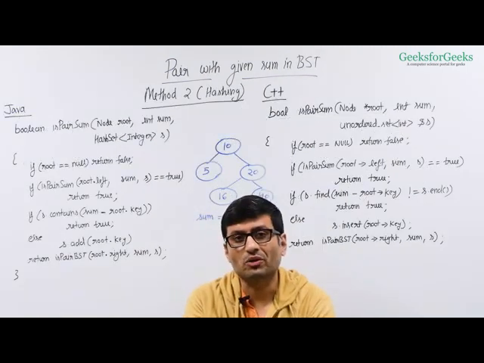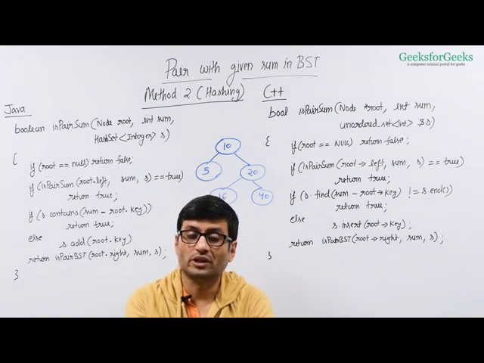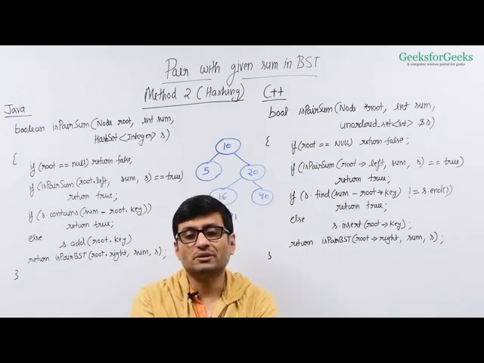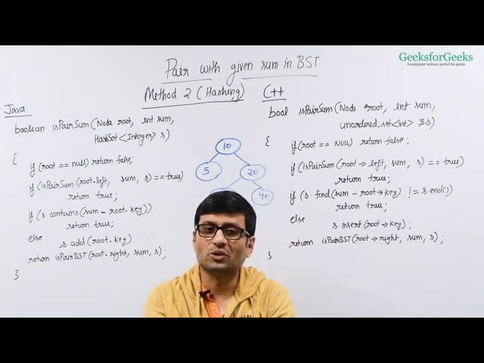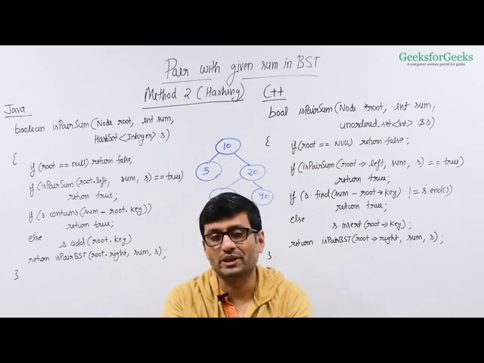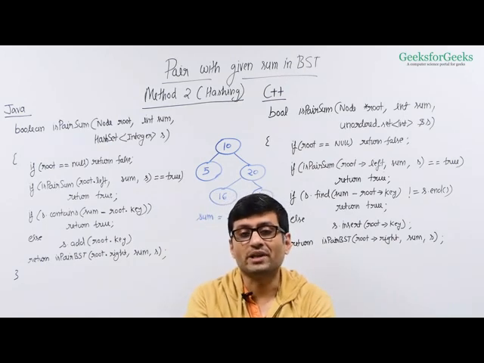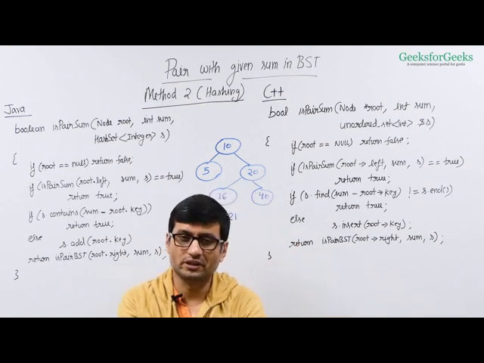Let us now talk about method 2 to solve the problem. This method is also based on in-order traversal. In this method, we use a hash table. So the idea is this: rather than doing the whole in-order traversal, storing it into an array and then finding the pair in the array, find the pair while traversing. If you find a pair at any point, you return immediately.